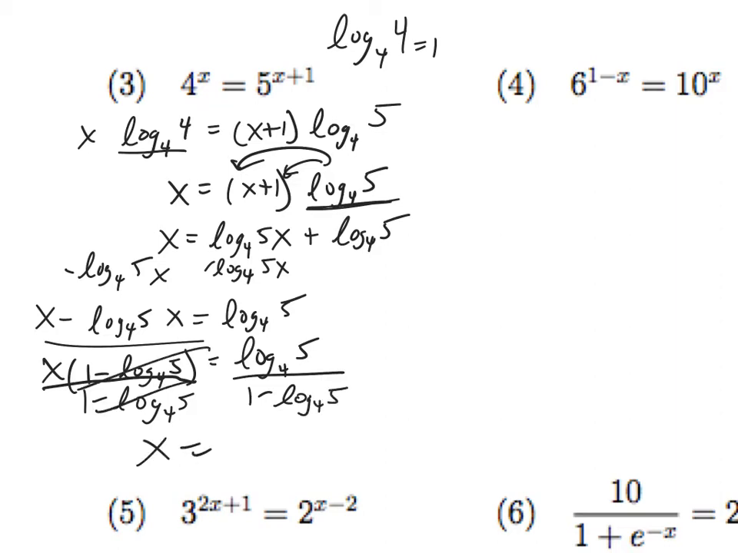I'm going to put that in my calculator, see what I get. Log base 4 of 5 over 1 minus log base 4 of 5 gives me an approximate answer of -7.213.